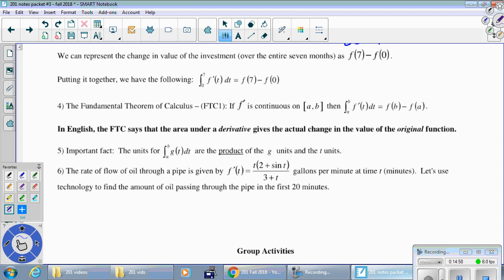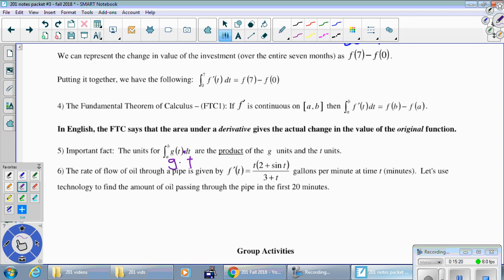An important fact you'll use in the activity, the units for the integral from a to b of g of t dt are the product of the g units and the t units, which is kind of easy to remember because you can just imagine there's an invisible and implied multiplication symbol in between. So this really does look like g times something with t.